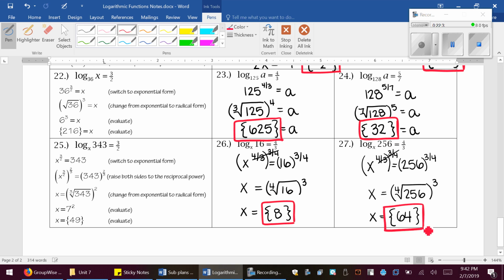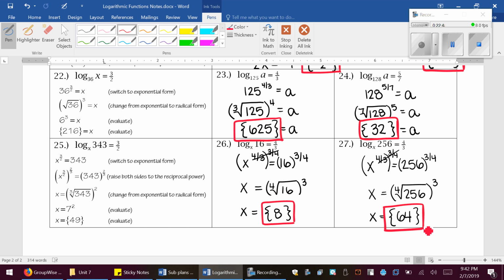So 2 things to note before we're done. 1, logarithmic functions are extremely useful to us in this chapter. If you get stuck and you don't know how to solve a problem in this chapter, you probably want to switch it to the other form.